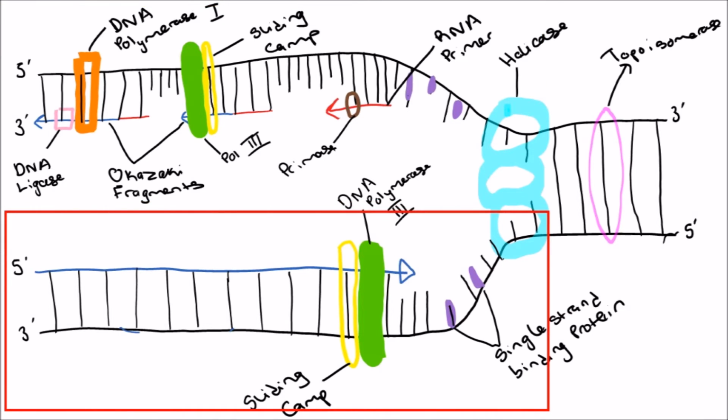The highlighted strand is known as the leading strand. The leading strand moves in the 5' to 3' direction towards the replication fork. The leading strand is synthesized continuously because the DNA polymerase is moving in the same direction as the replication fork.